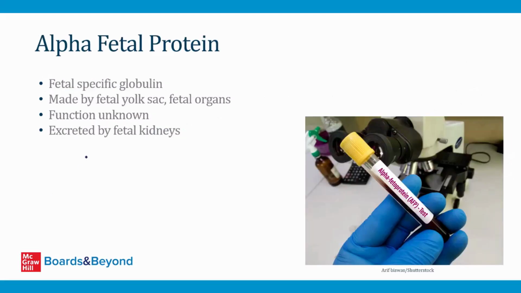There's a blood test that can be done in women when they're pregnant that can be helpful in early detection of neural tube defects, and that blood test is alpha-fetoprotein. So this is a globulin, meaning a globular protein that's produced by the fetus. It's specific to the fetus. It's made by the growing fetal yolk sac and the fetal organs. Its exact function in the baby is unknown, but it's excreted by the fetal kidneys, and some of it finds its way into the maternal circulation where it can be detected by a blood test.